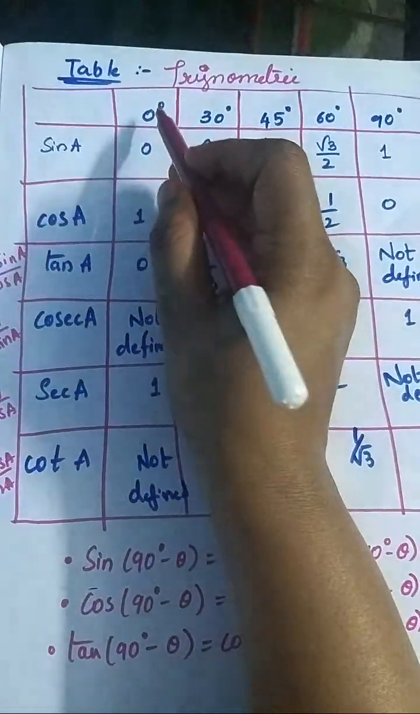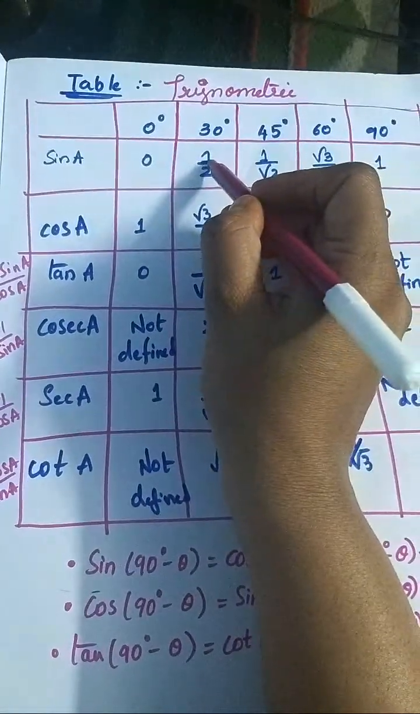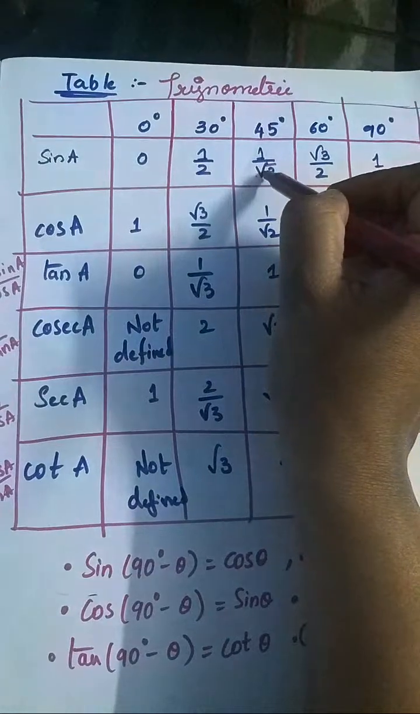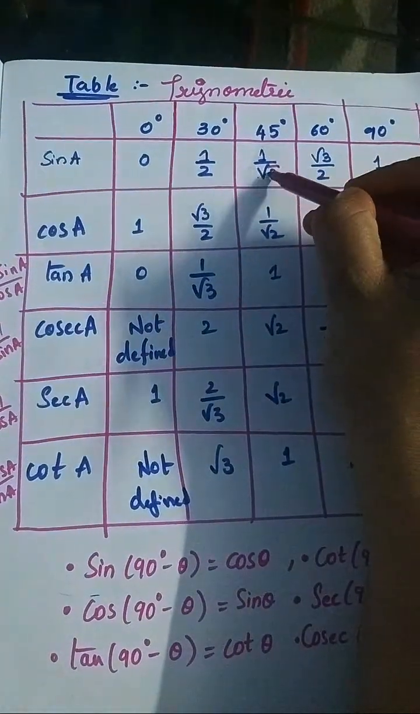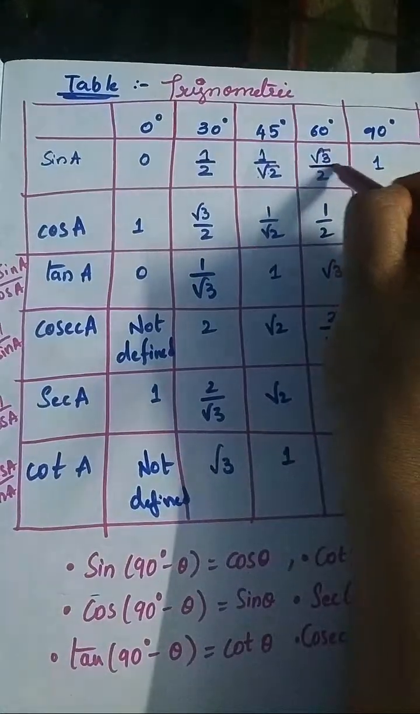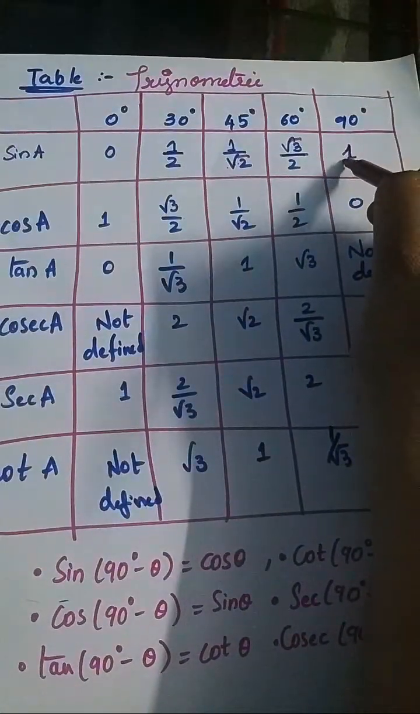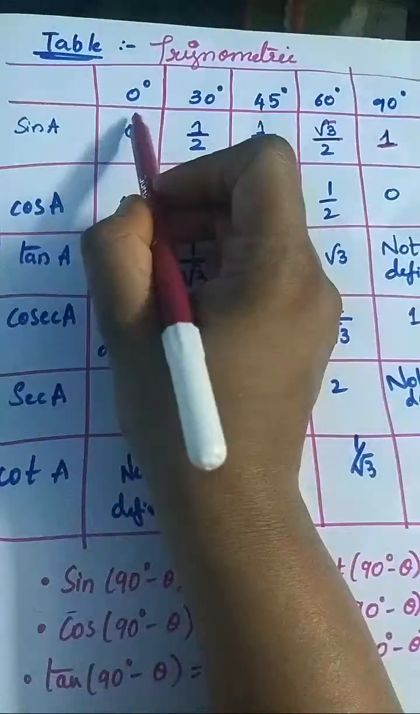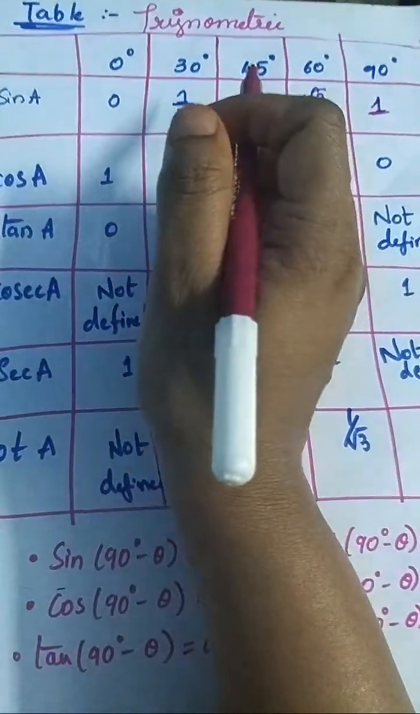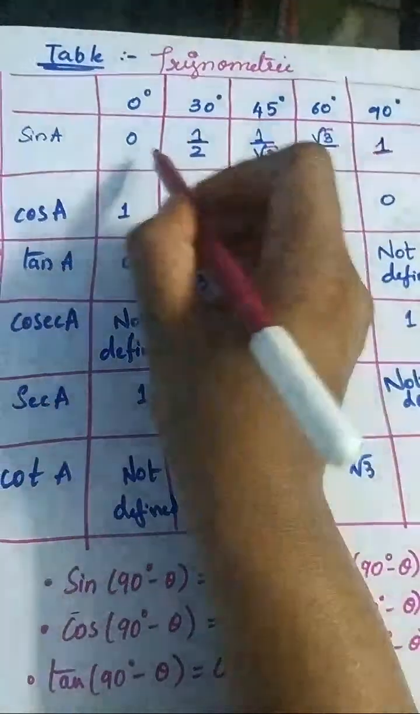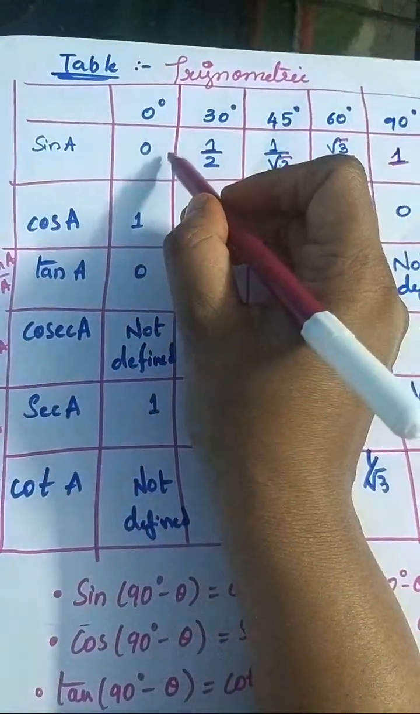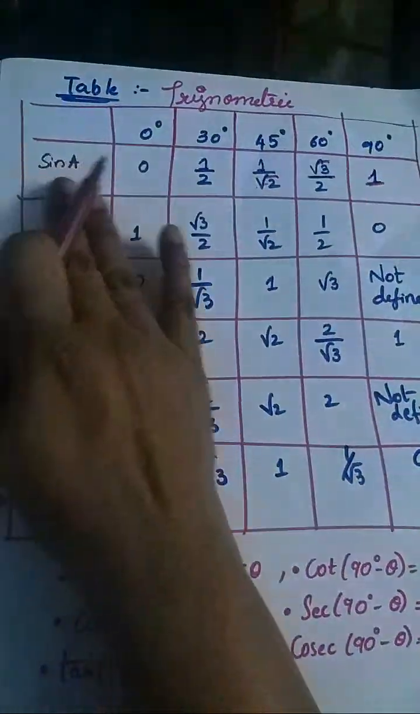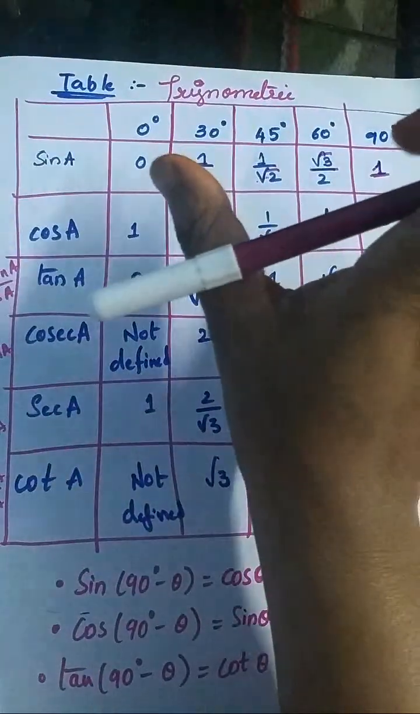Sin A: here 0 degrees is 0 and 30 degrees is 1 by 2. And here 45 is 1 by root 2, then root 2 by 2 increasing, and again we get root 3 by 2, and finally we get 1. Okay children, here we started from 0 to 1, increasing step by step: 0, 1 by 2, 1 by root 2 and root 3 by 2.